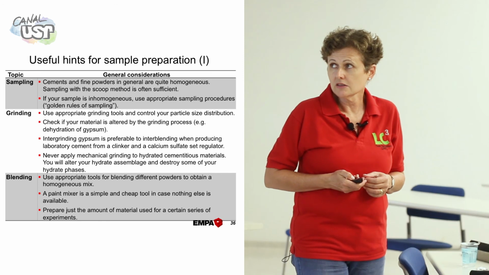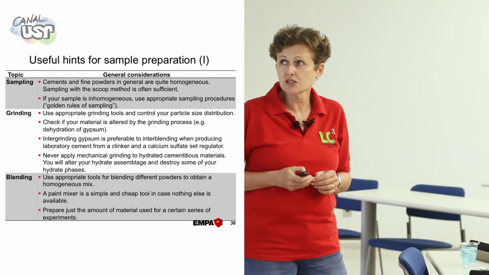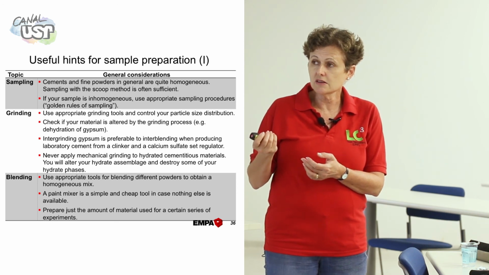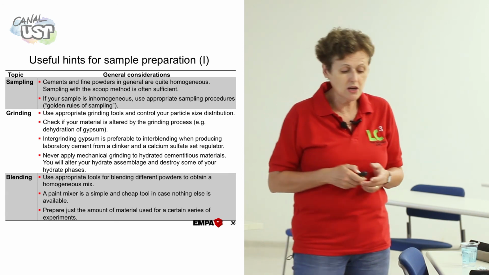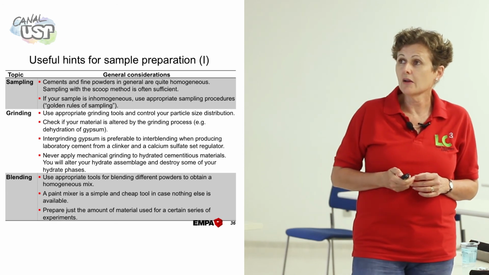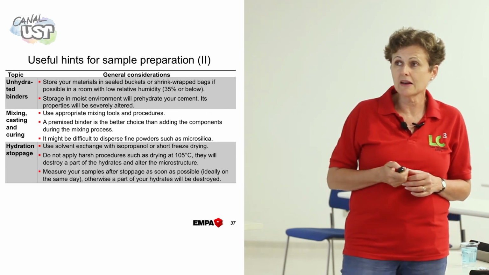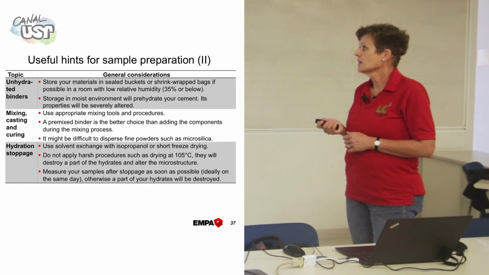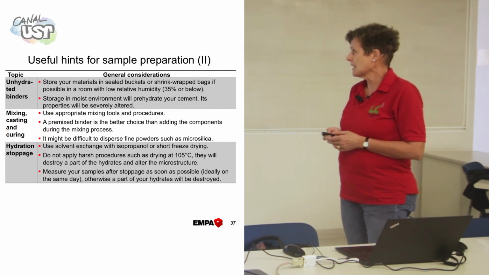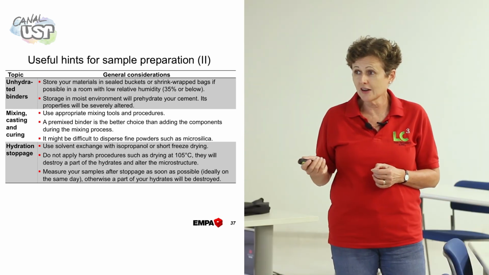And here, just to summarize, are some hints for sample preparation. These points here were taken from the earlier part of the chapter I didn't cover in this lecture. This part here is what we've talked about here. We've talked about storage, we've talked about mixing, casting, and curing, and we've talked about stopping hydration. So solvent exchange with short freeze drying. Do not apply harsh procedures such as drying at 105.